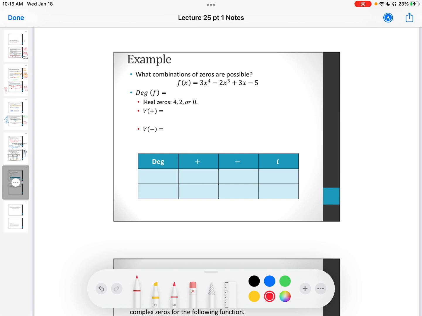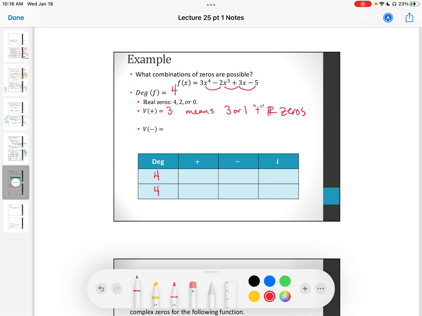Okay, so starting out, we've got a function 3x to the fourth minus 2x cubed plus 3x minus 5. This is a degree 4 equation, so I have 4 in all of my spots there. Now find my v positive. How many variations do I have? 1, 2, 3. So we have 3 variations for my v positive. And that means there is 3 or 1 positive real zeros.